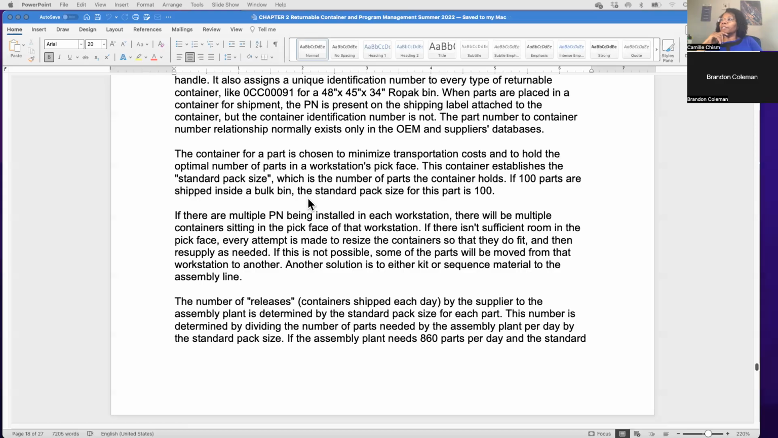Here it says that there are multiple part numbers being installed in each workstation. There would be multiple containers sitting in the pick face of that workstation. So what that means is when we walked through that video of the Fort Rouge plant, and if you need to go back to it, feel free to do so. But when they were walking along the line, you probably noticed that there were racks that were holding bins, and you might see some green bins, you might see some purple bins, and you might see some boxes, but those were all different part numbers.